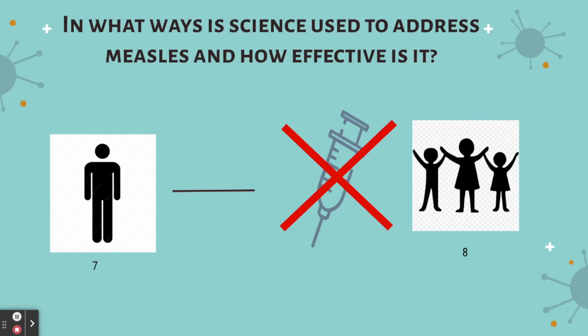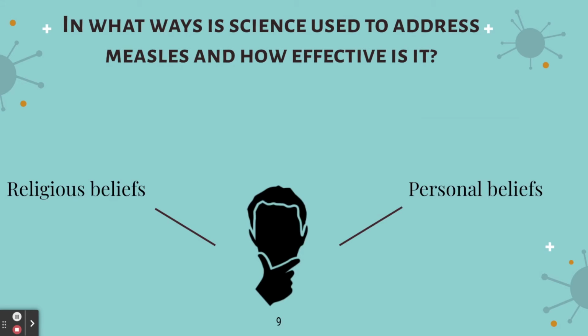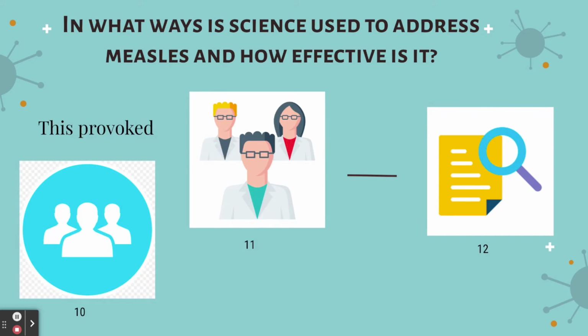In what ways is science used to address measles and how effective is it? The scale of measles cases has been increasing since 2014 when there was a worldwide outbreak of the disease. This increase in cases is caused by a decrease in vaccination rates. People decide not to vaccinate their children because of their religious or personal beliefs, and it puts their children at risk for getting this disease. People also claim that the vaccines may cause secondary effects. The event provoked public and scientific interest. Research has been done on vaccines to show that they do not have any secondary effects.